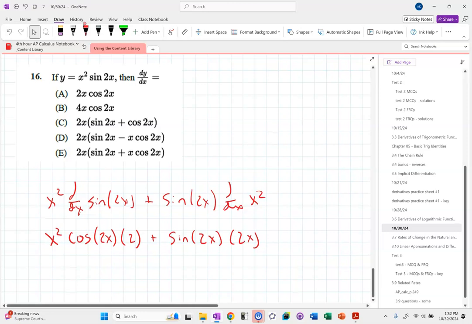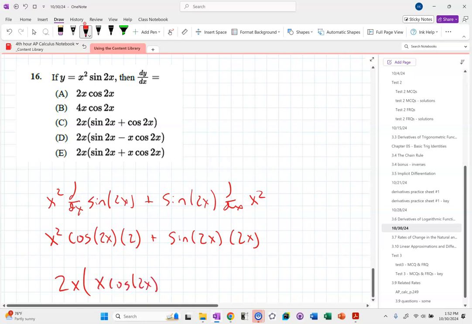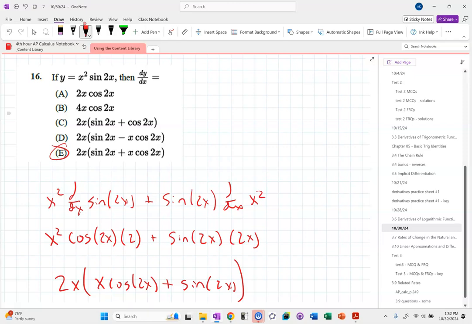So if I look at this, that's not one of my options, so I'm going to have to do some factoring. It looks like I have a 2 and an x in common with both pieces. So I'll factor that part to the front. And then it looks like the option I want is this one. It's not, because this one doesn't have an x. That one does. Oh, I know, that's so close, right?